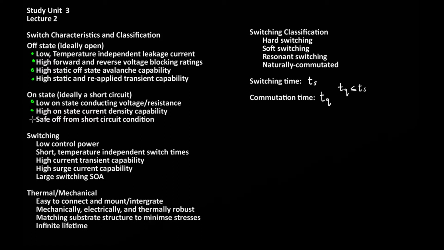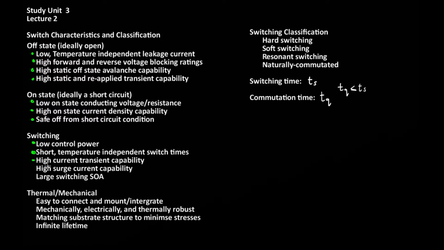Finally, when the switch is in the on state, it should have a safe off from short circuit condition. In other words, if there is a short circuit condition, then the switch should switch off in a safe manner. When it comes to switching, the amount of power which is needed to actually control the switch should be quite low. The shorter the switch times, the better, especially if these switch times are independent. This makes the switch behavior predictable.